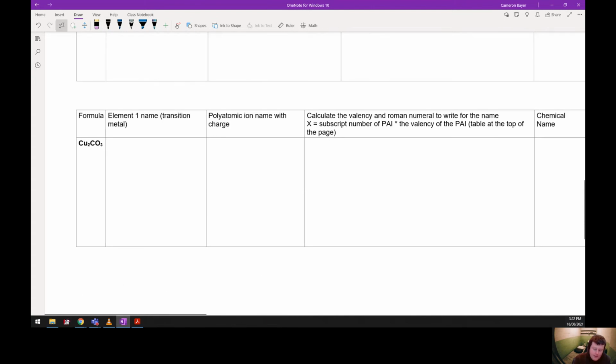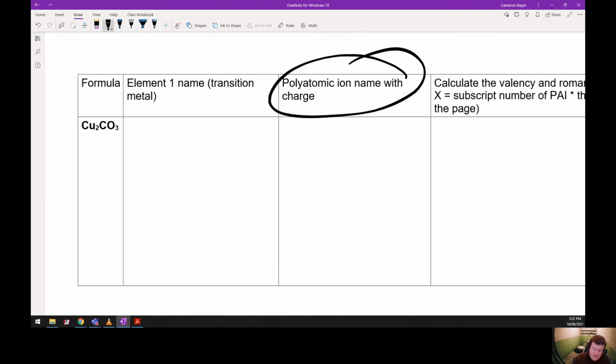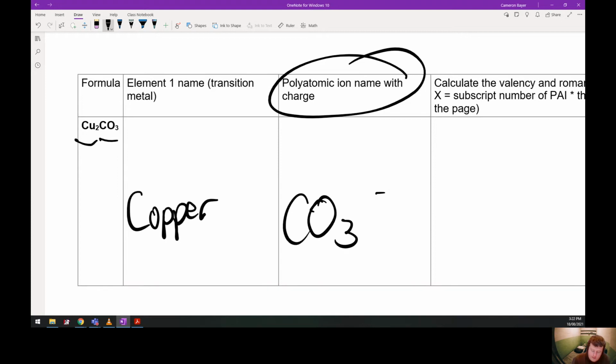But really, it's the same kind of process that we've been doing above, but it's just that we need to know that our polyatomic ions have fixed ratios. Just almost pretend it's an element and that you know the charge of it, okay? So I already know that I've got a copper and a carbonate. So what I'm going to do is write copper. Now I'm going to write my polyatomic ion name with its charge. So again, I can do that because I know that's a carbonate ion. It's CO3, and it's got a -2 charge.